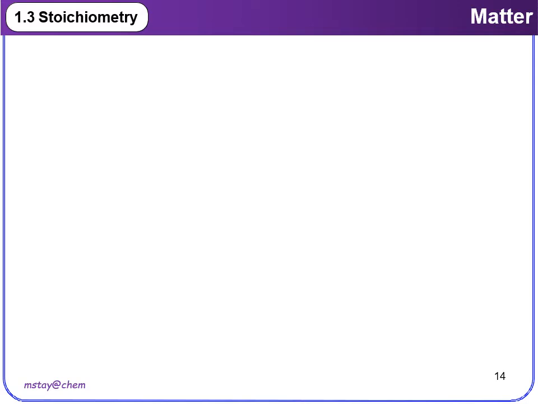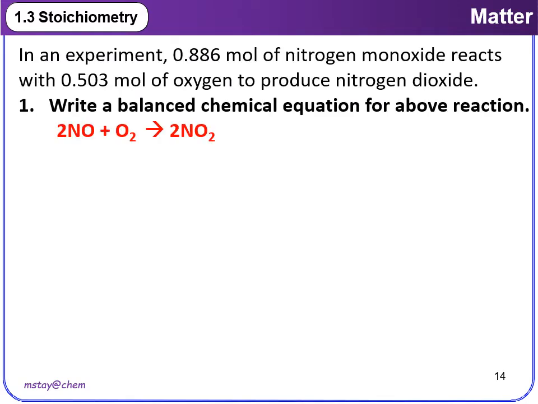This example is quite similar to the tutorial question. So now let's go through the question first. You will notice that two numbers of mole are given. One is nitrogen monoxide and the other one is oxygen. Okay, before we continue, let's compare this question with the question in the previous video. You will notice that in this video, you are given two numbers of mole, while in the previous question, you were only given one number of mole.